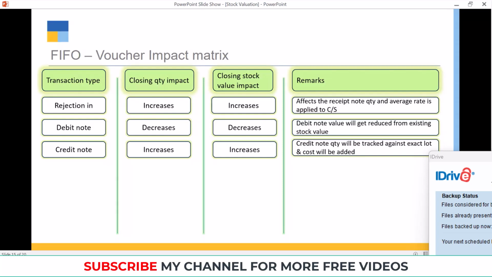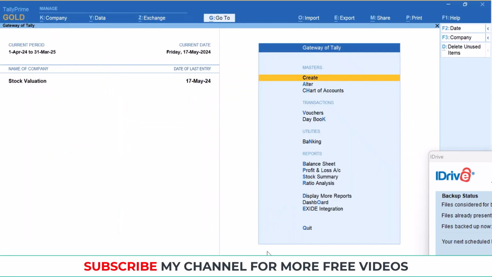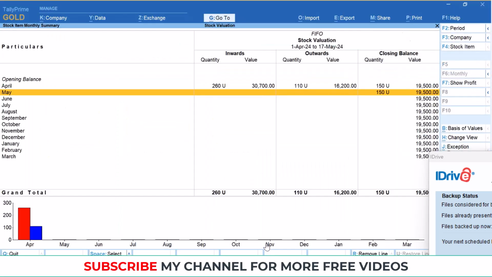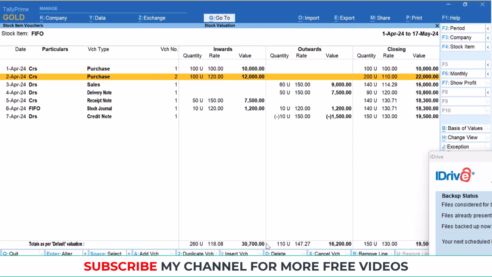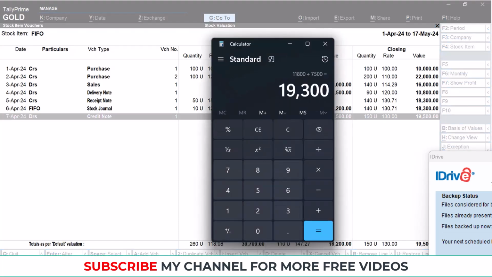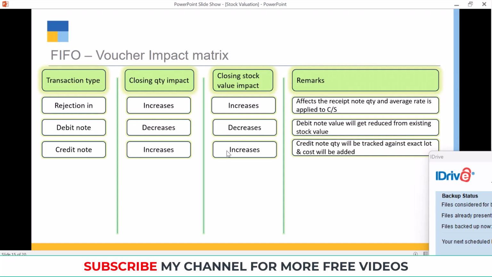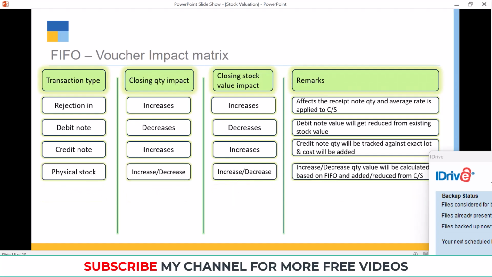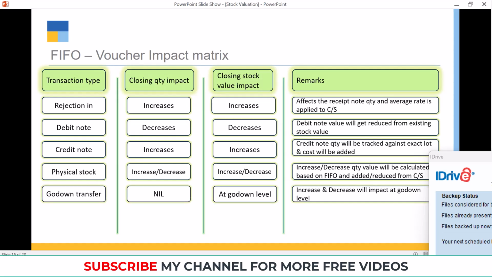Again, purchase returns: we are returning goods, which go out of the business, so it is going to decrease the value as well as stock. Credit note, again it is going to increase, even if we are getting the value in negative in the stock summary, the quantity is still being added, even if we are getting the negative under outwards. Based on that we are getting the value increasing. Physical stock increase or decrease depends on the type of transaction we are passing. So the closing quantity as well as the value will be impacted based on what we enter as the closing quantity there. For Godown transfer, there is no impact.